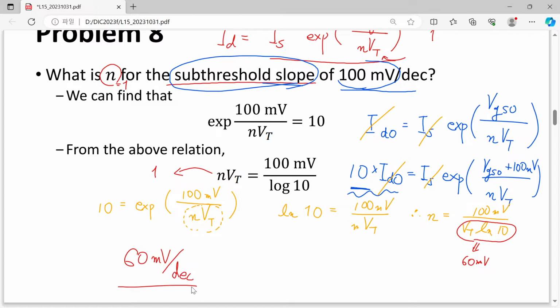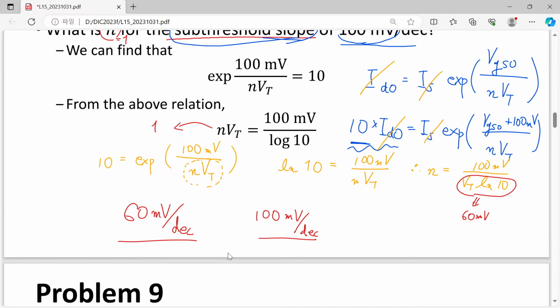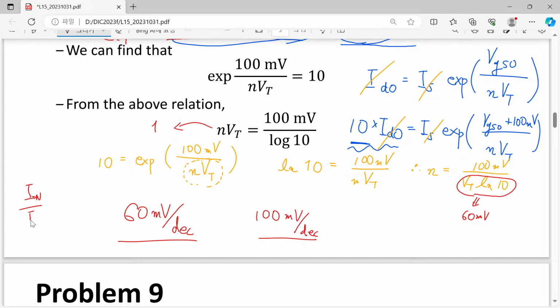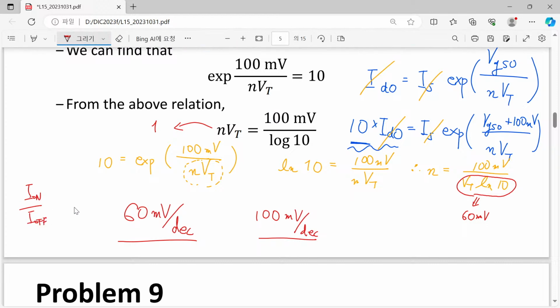This is quite good. And let's say that if we have 100 millivolt per decade, which is a much degraded one, then let me just make a comparison. If we wanted to have at least I1 and I0 larger than 10 to the 5, and if we have this kind of subthreshold slope, then we need at least 0.3 volt between our off voltage and on voltage.